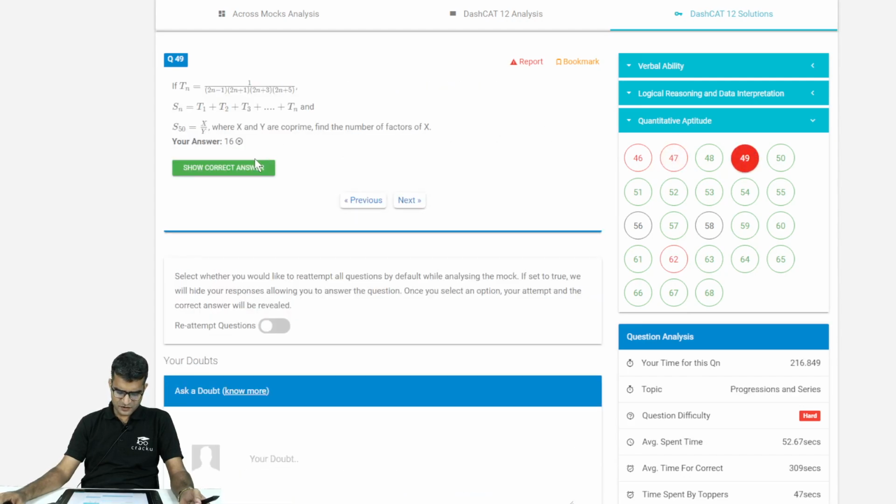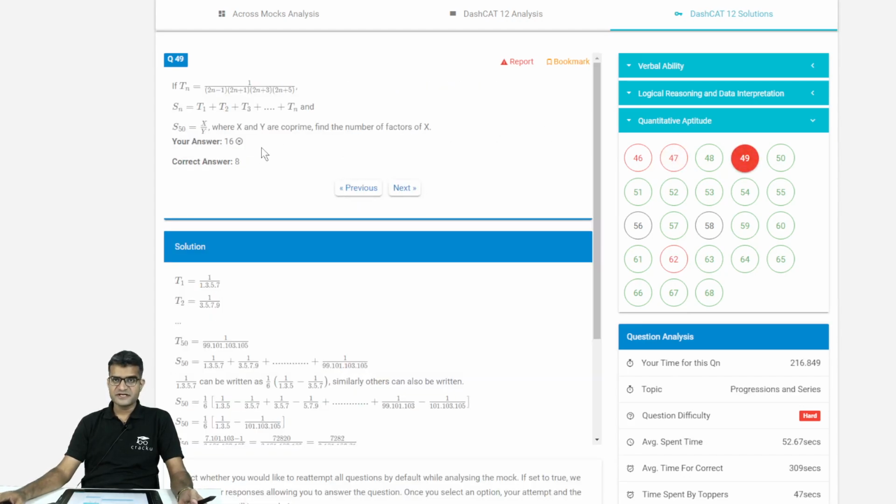The next question was over here. Here also I made a mistake where I found out the value of x and y, but there was a common factor in the numerator and in the denominator. I think 5 gets cancelled, which I did not think of when I was actually solving it. So that was another mistake I made.